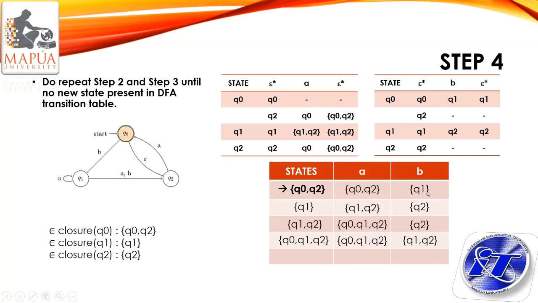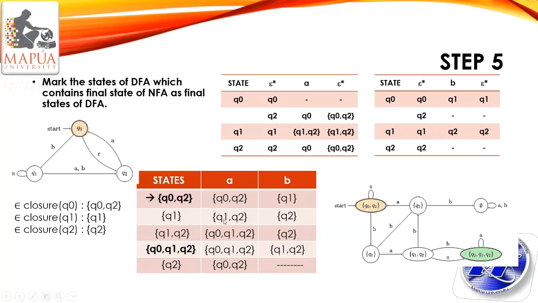Now, the only state that doesn't have a path is Q2. So let's map the path for Q2. If it's A, it will go to Q0 and Q2. And at B, there's no path. So now we are ready to create a DFA. If there is no path, it means it will be a trap state.